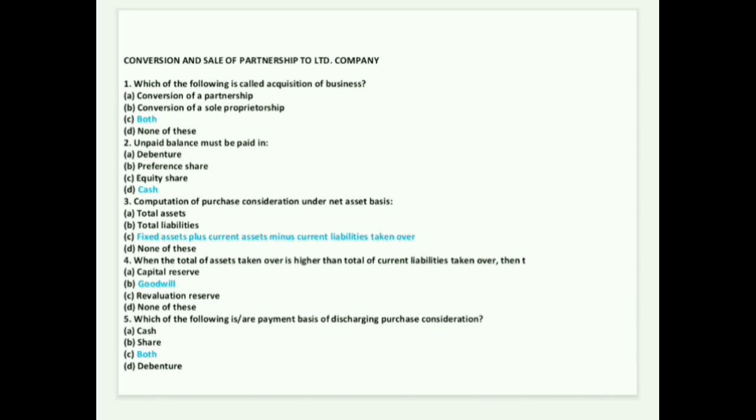Unpaid balance must be paid in debenture, preference share, equity share, or cash. So option D is the correct option, cash.